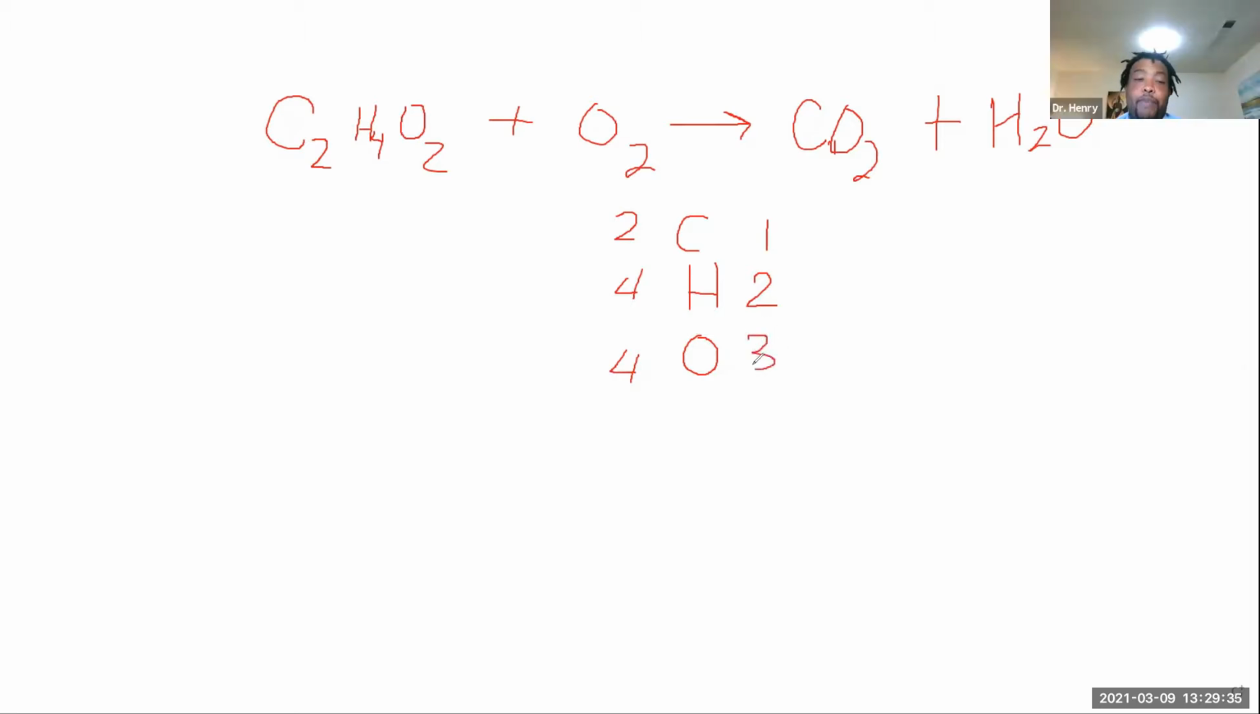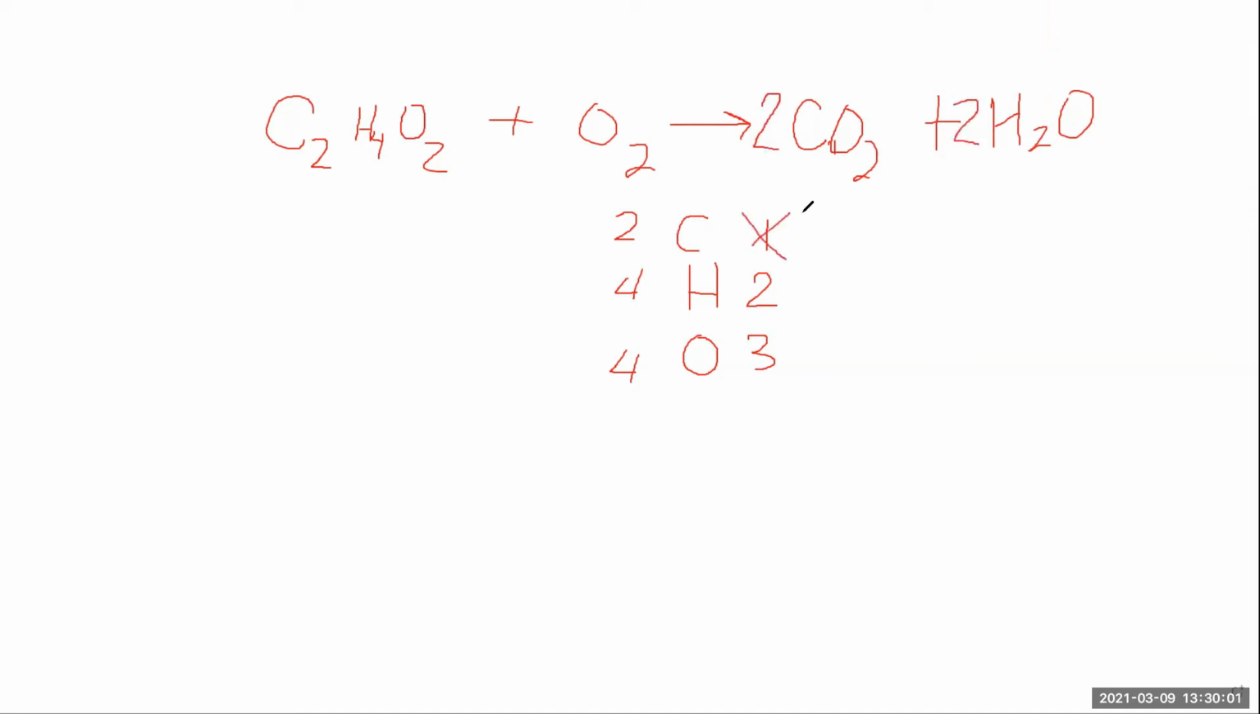Okay, so is that balanced? No. So we need to figure out a way of balancing it. How can we balance it? That's where I get stuck. You can put a 2 in front of the CO on the product side, and then a 2 in front of the H2O. Okay, so you're saying put a 2 here and a 2 here. Okay, so we do that.